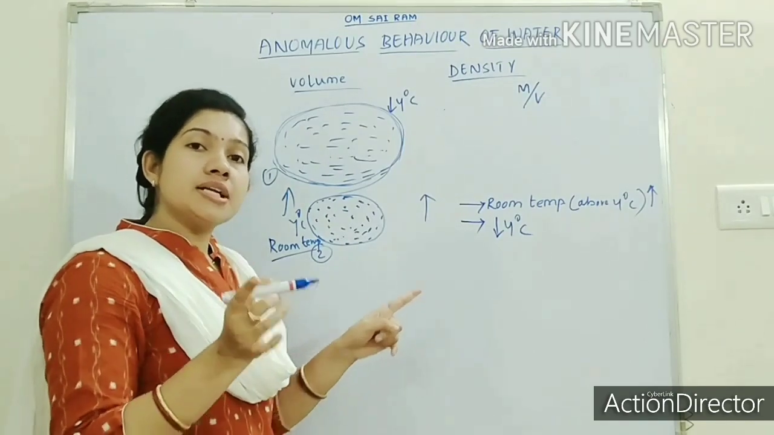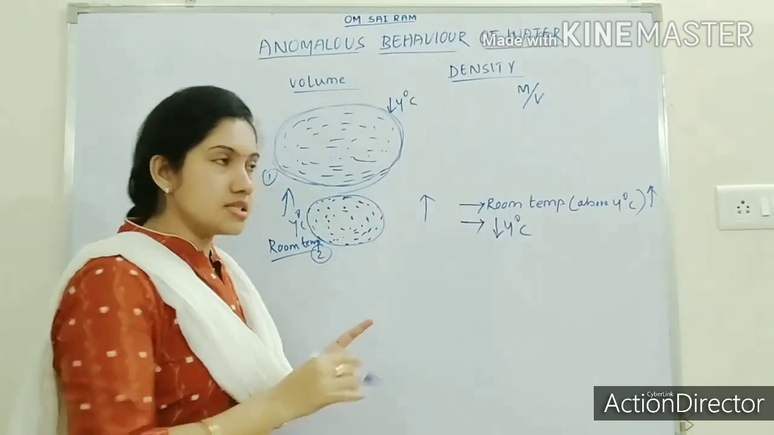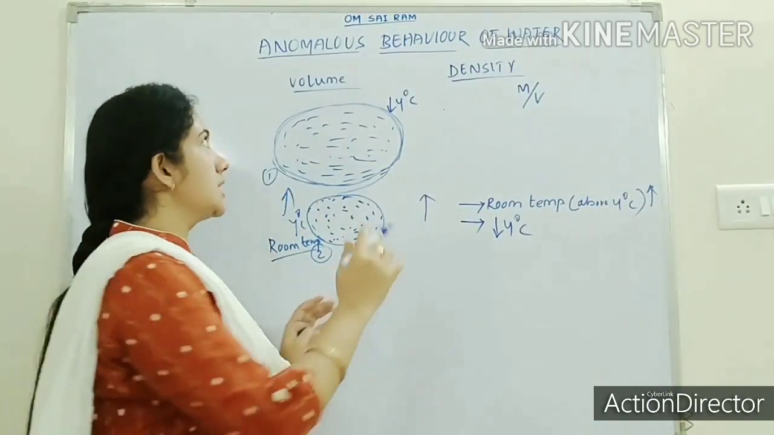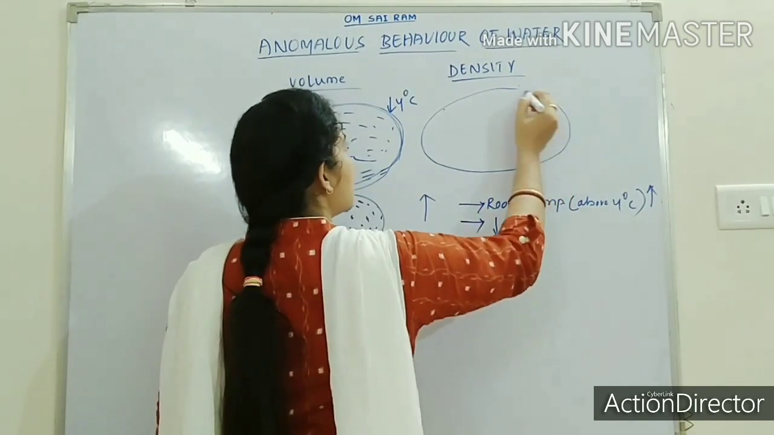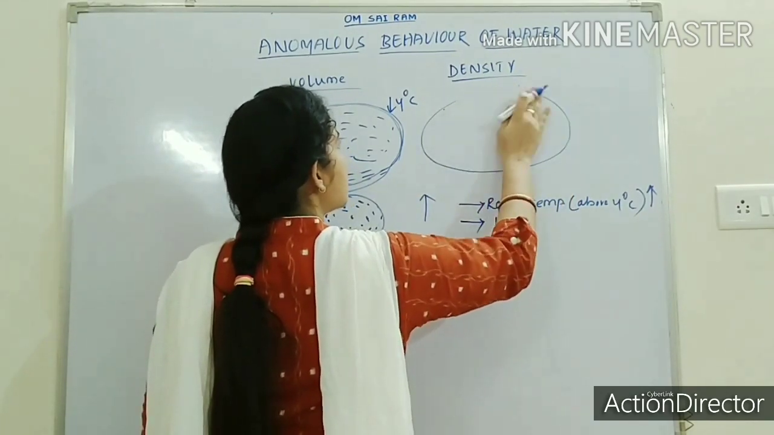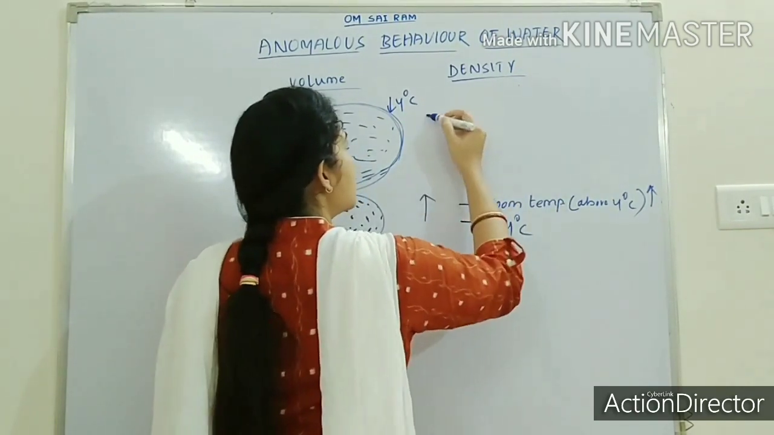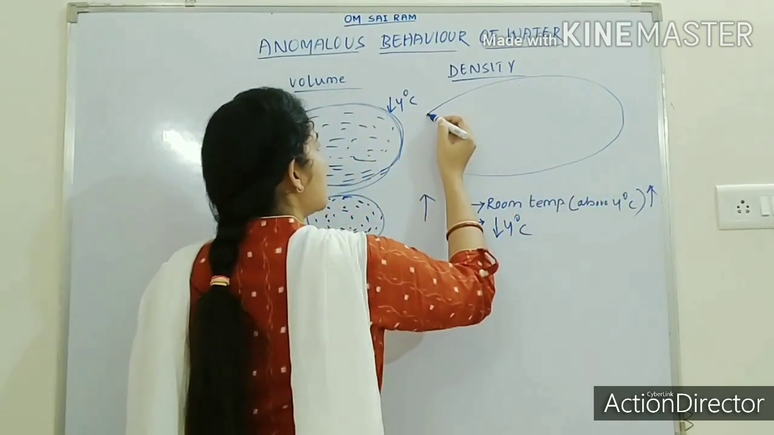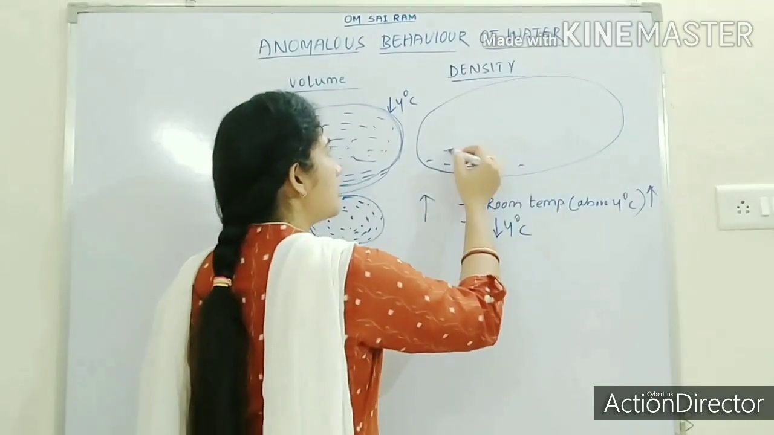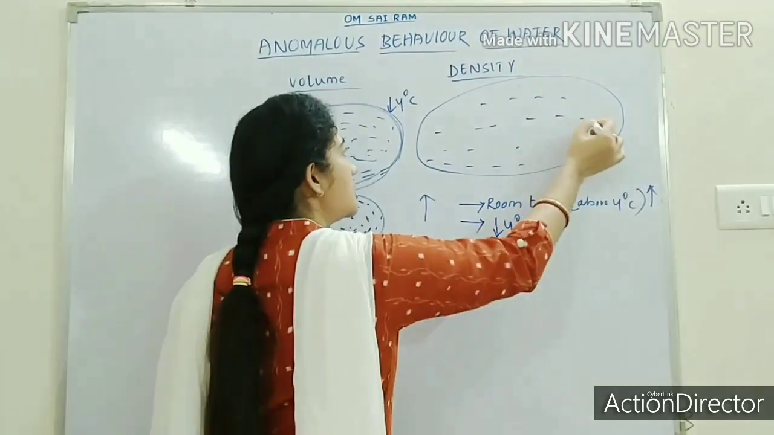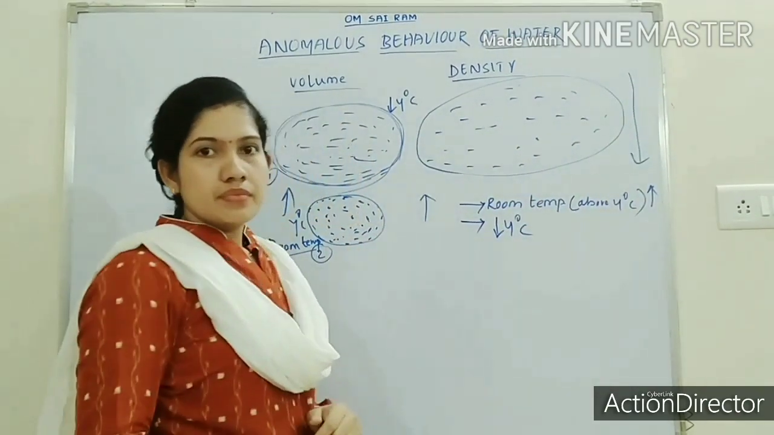But if we take the same water and allow it to cool below 4 degrees Celsius, then there will be no decrease in its volume, or we can say there will be a slight increase in its volume. And when the volume increases, obviously density will increase or decrease? Density will decrease. Got it?